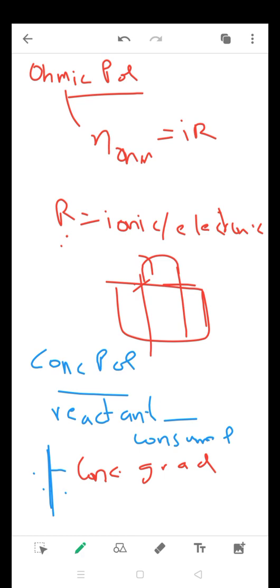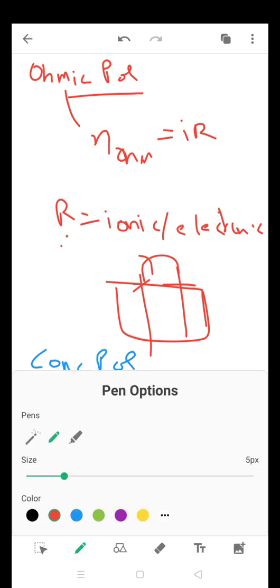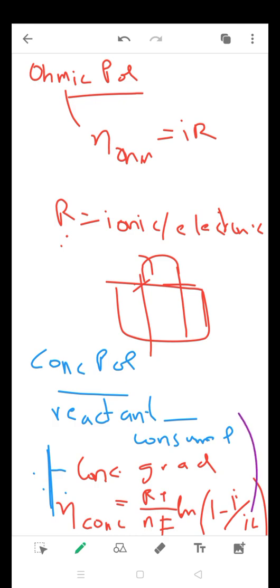It is expressed as eta concentration is equal to, similarly, RT by nF log of 1 minus I by IL. Here IL is called the limiting current. So this is the limiting current.